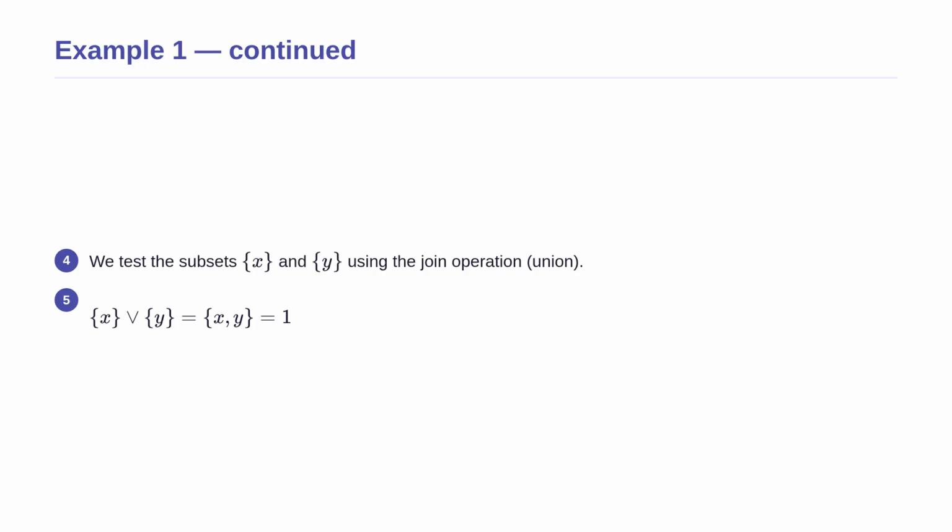Continuing with our power set, let us test the subsets containing just X and just Y. We need to see if they satisfy the two complement equations. First, we check the join operation, which in this context is the set union. If we take the element containing X and join it with the element containing Y, we get the full set containing both X and Y. This resulting set is exactly our top element, 1. So the first crucial condition is successfully met. They combine to form the absolute maximum of the system.